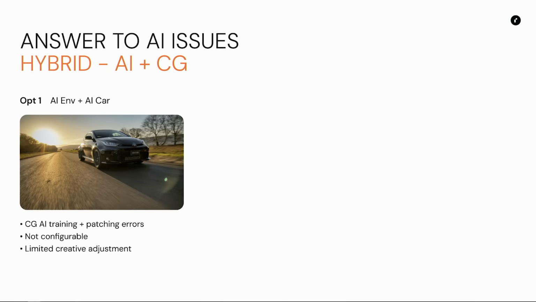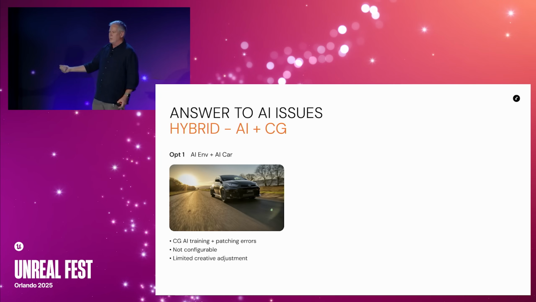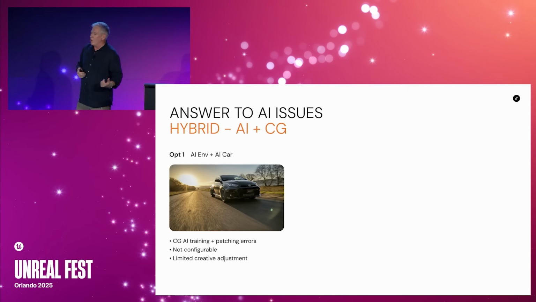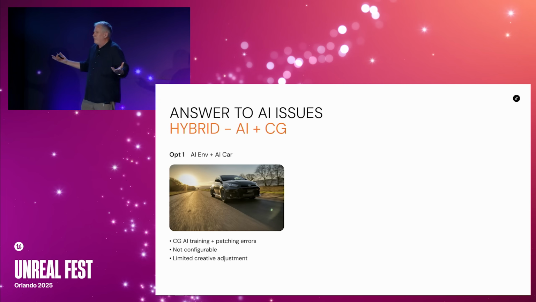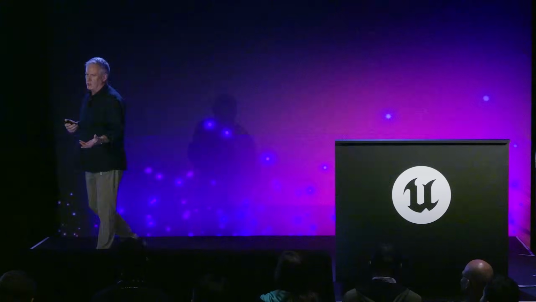Now, we reckon there are three basic options to this. The first option is we're going to make everything in AI. We're going to have the environment in AI, and we're going to make the car in AI. Even if you do that, you still need a CG pipeline. Because, hey, guess what? You're making this stuff before the car's launched. The AI doesn't know what it looks like. It's got no reference to it. So you have to train it, of course.